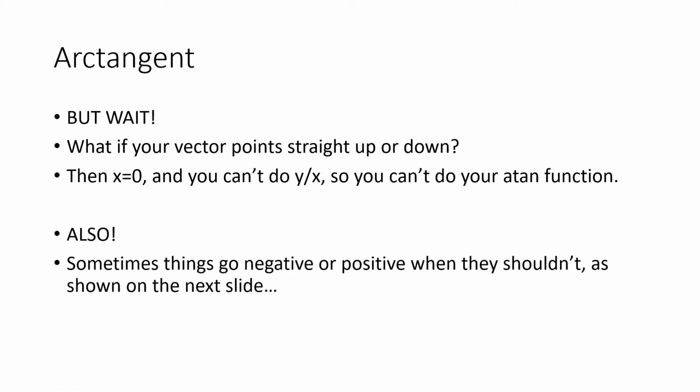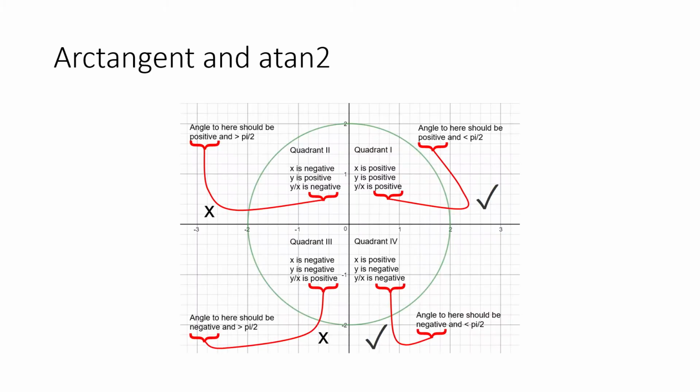Also, sometimes things go negative or positive when they shouldn't. Look at this. This is a lot to take in, but bear with me though. If your angle is 0, fine. There's an angle up to 90 degrees or pi over 2 radians, and at that point, x and y are both pointing to the right and upwards. So they're both positive. So y divided by x, that's a positive number divided by a positive number. You'll get a positive answer.